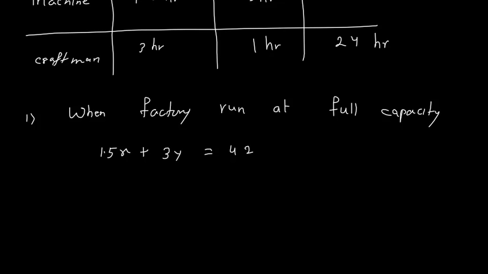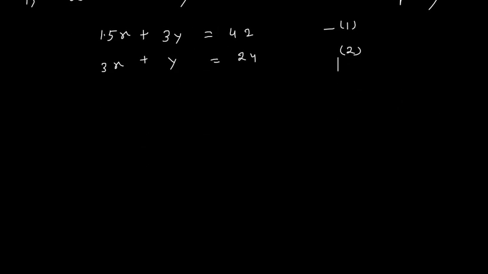because I am using it at full capacity, all 42 hours should be utilized. In the same manner, 3x plus y should be equal to 24. All the craftsman time should also be utilized. So I have to solve these two equations. For this, what will we do? Again I am using the substitution method. From equation 2 we can find the value of y as 24 minus 3x.